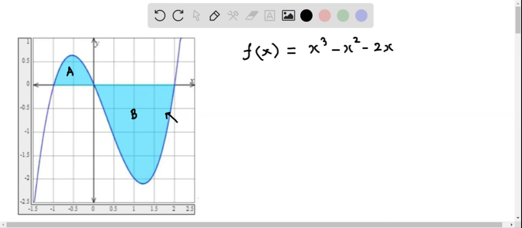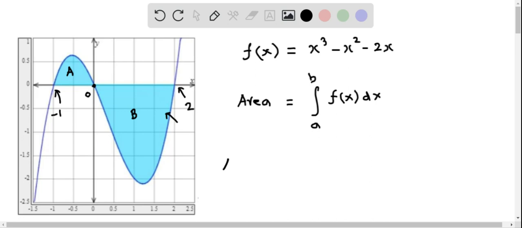So we have to first identify the limits. So here x equal to -1, and this point x equal to 0, and here x equal to 2. So first, let me write the formula. That is area under the curve of f of x, and this is given by integral from a to b of f of x dx, where a and b are the limits of x. That is, a is the lower limit and b is the upper limit.